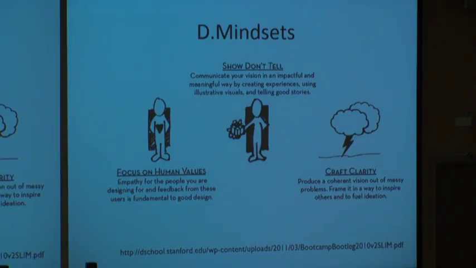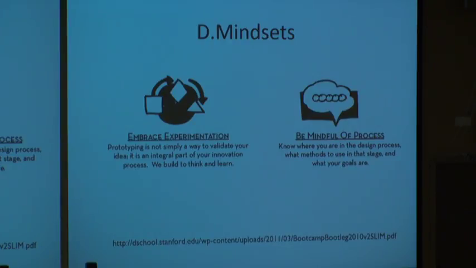So start with empathy. Clarity, again, that simplicity or being clear about what it is you're trying to do and not trying to do too much. Those are the things that become important and are underlying values in design thinking. Embrace experimentation. So actually trying multiple strategies is really effective.